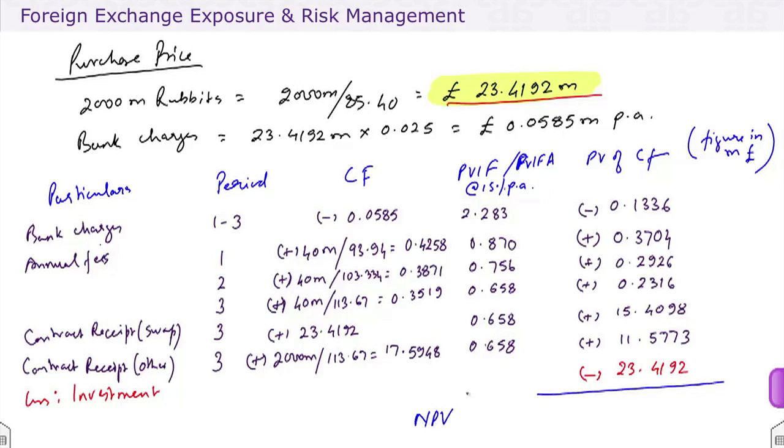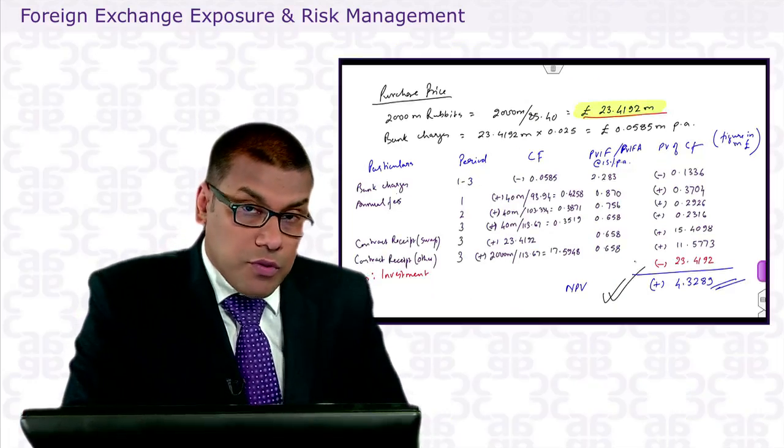And if we do this netting, that is the outflow in the form of initial investment and bank charges, netted with all the inflows in the form of annual fees and contractual receipts of the swap, we get a positive NPV of 4.3289 million pounds sterling. Obviously, since it's a positive NPV, you will accept the proposal to go for a swap.